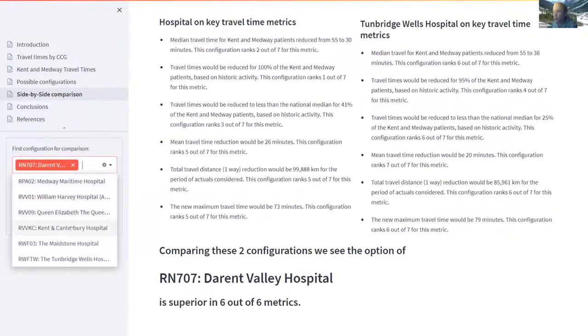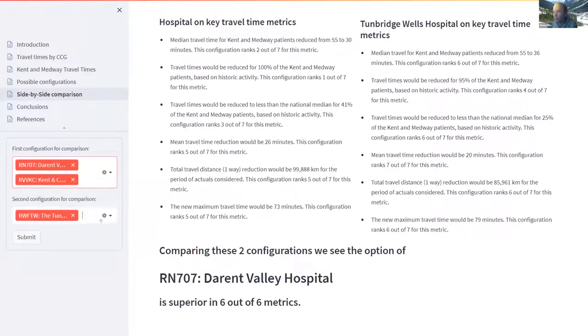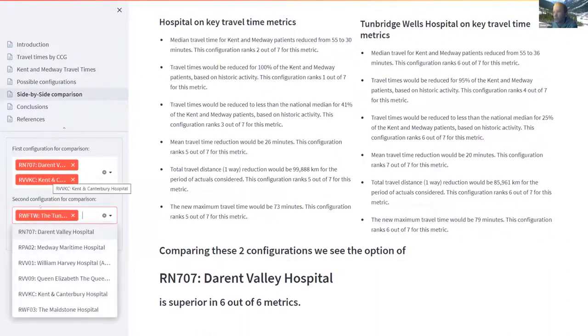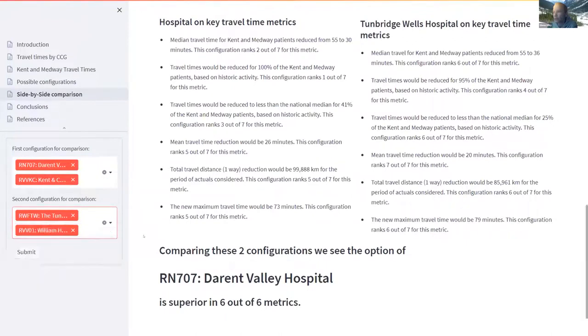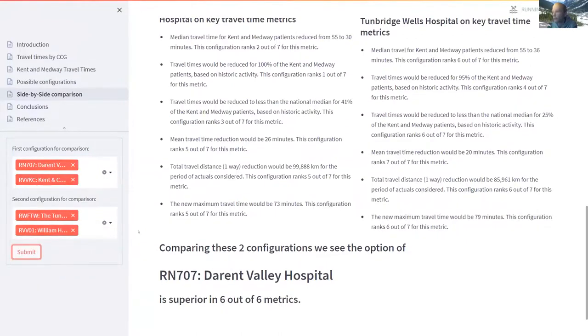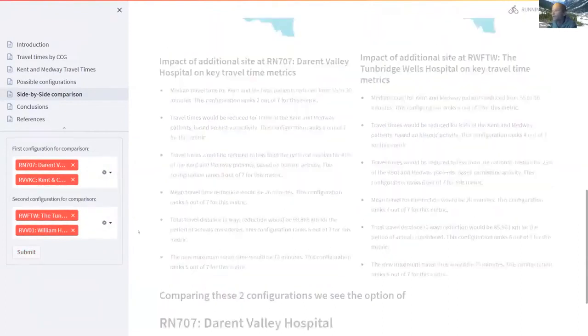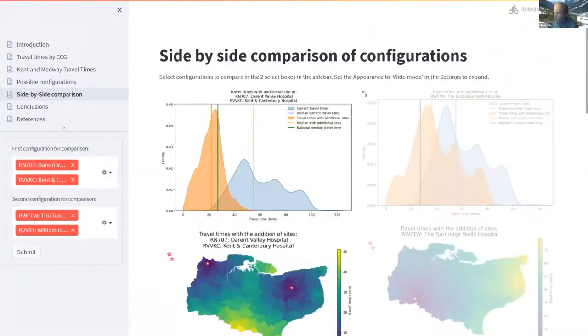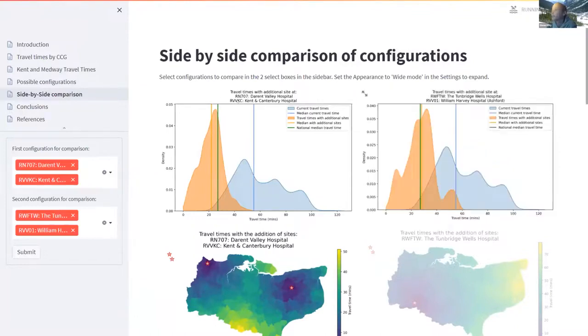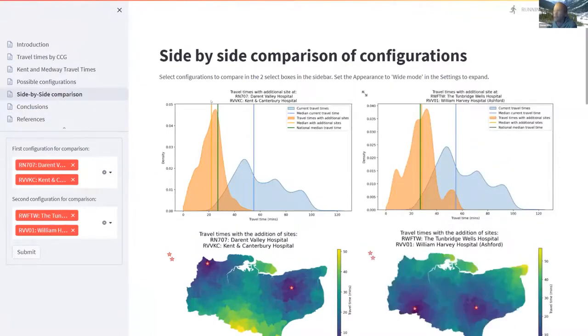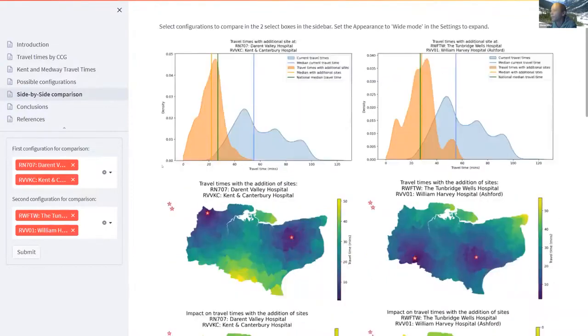And we can add in some extra sites as well and recalculate. So I'll put in Canterbury for the first one and add on William Harvey and Ashford for the second. And so this recalculates all of the journeys, choosing the minimum. And you can see adding Canterbury here does take our travel time less than the national median. Adding Ashford here doesn't quite take it to that threshold level, but it's very close.